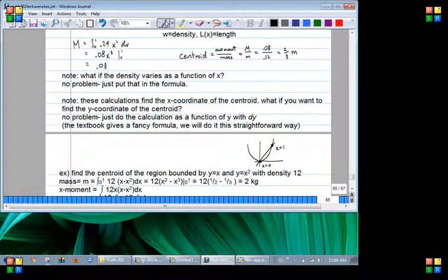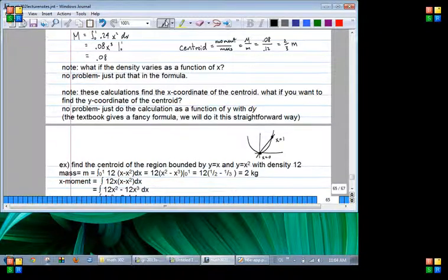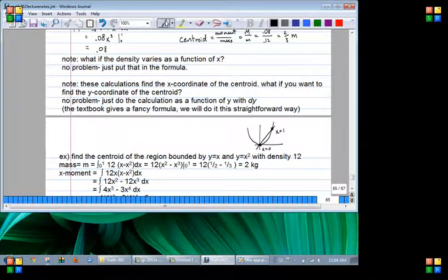So let's do the x moment. The x moment is, like we said, 12 times x times (x minus x squared) dx, and we're going to integrate from 0 to 1.